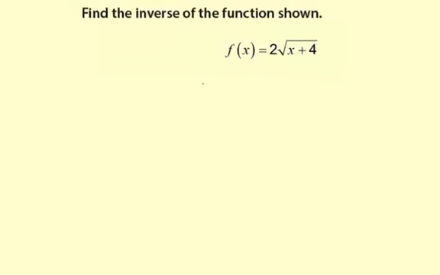Find the inverse of the function shown. Here we have f of x equals 2 times the square root of x plus 4. Now first thing we want to do is write y equals 2 square root of x plus 4.